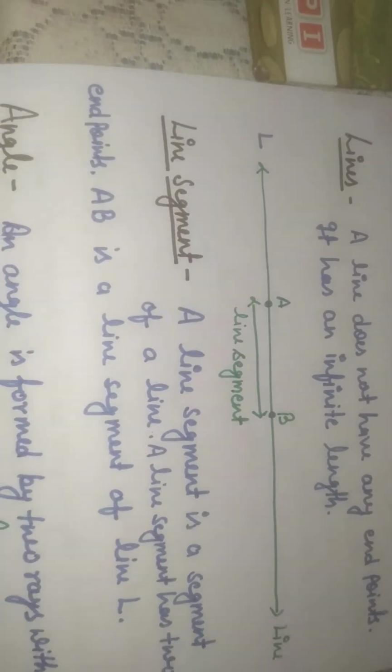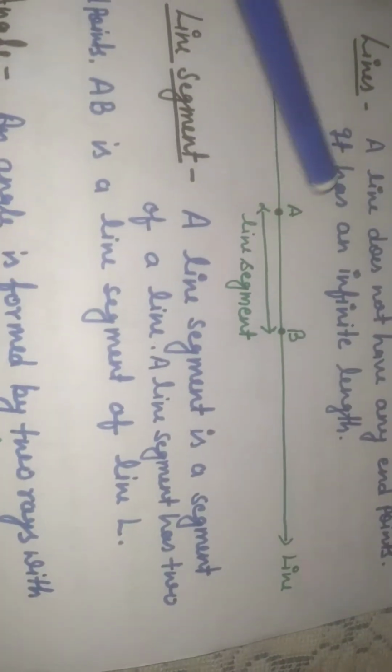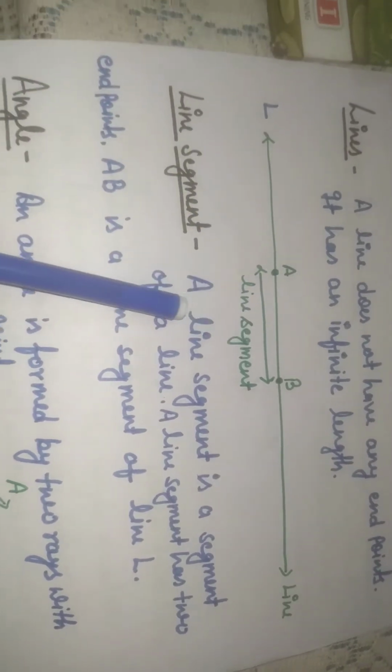Line segment. A line segment is a part of a line, a segment whose length is fixed and whose endpoints are fixed. Look at the figure. I have made AB here. That is a line segment. Endpoints are given and the length of the segment is fixed.